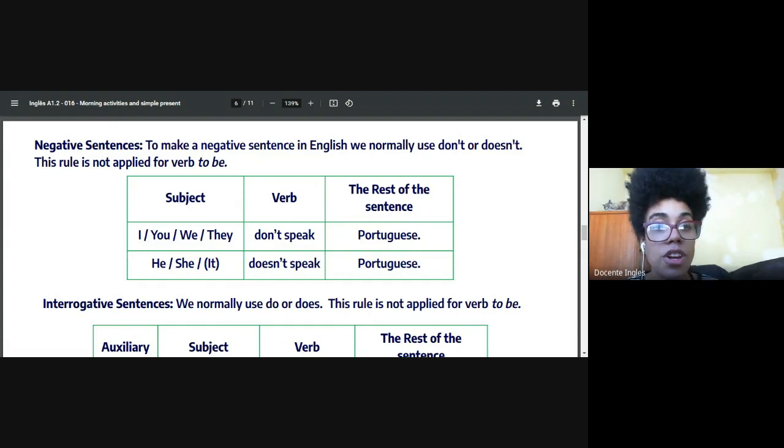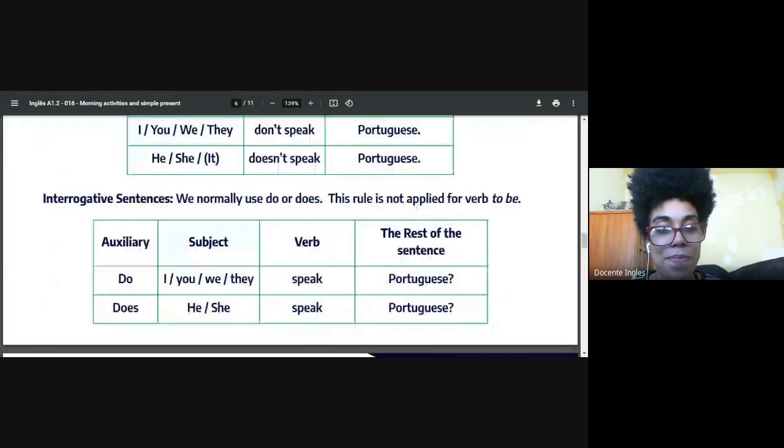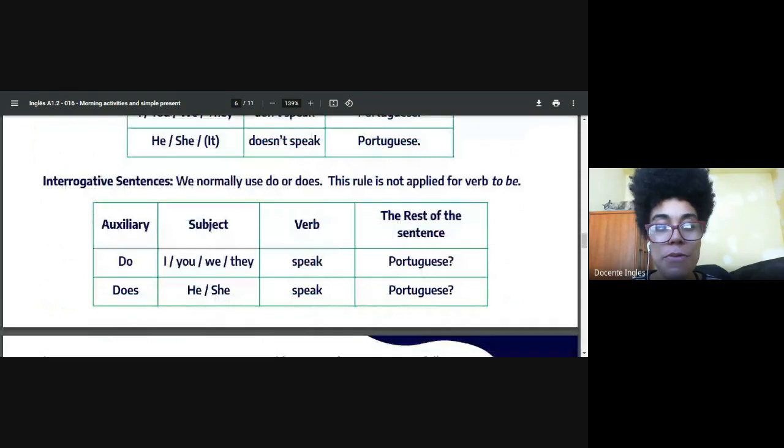So let's analyze. I, you, we, and they don't speak Portuguese. He, she, and it doesn't speak Portuguese. So that's the difference. And who can tell me what happens in the interrogative? We change the position. Remember verb to be? When we use like, I am a teacher. Are you a teacher? We change the position. We are going to do the same, but this time with the auxiliary verb.